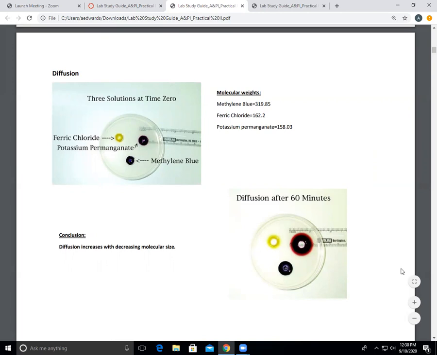Okay, if you look at diffusion over 60 minutes, this is the one that diffused the most, potassium permanganate. Something they also mentioned here is that it's also the one with the smallest molecular weight. Okay? So smaller objects can diffuse faster than bigger ones, right? Because it takes more to move them. Okay?